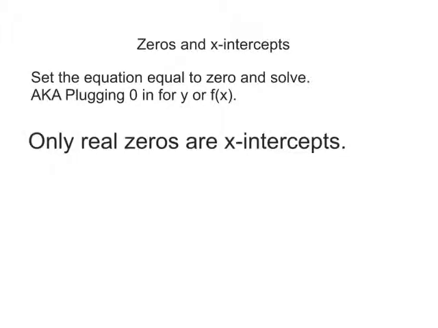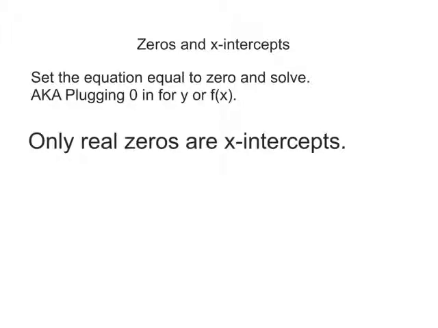Real zeros are x-intercepts. We use them for the x-coordinates of the x-intercepts. Imaginary zeros are not x-intercepts because we can't graph imaginary numbers in the rectangular coordinate system that we use. So we know that only real zeros can be x-intercepts. Imaginary zeros cannot be x-intercepts.